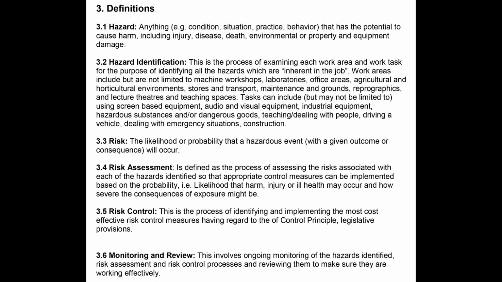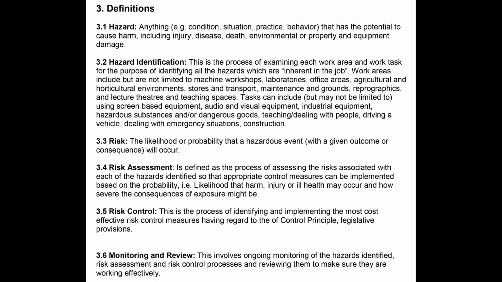Risk: the likelihood or probability that a hazardous event with a given outcome or consequence will occur. Risk assessment is defined as the process of assessing the risks associated with each of the hazards identified, so that appropriate control measures can be implemented based on the probability, i.e. likelihood that harm, injury, or ill health may occur, and how severe the consequences of exposure might be.